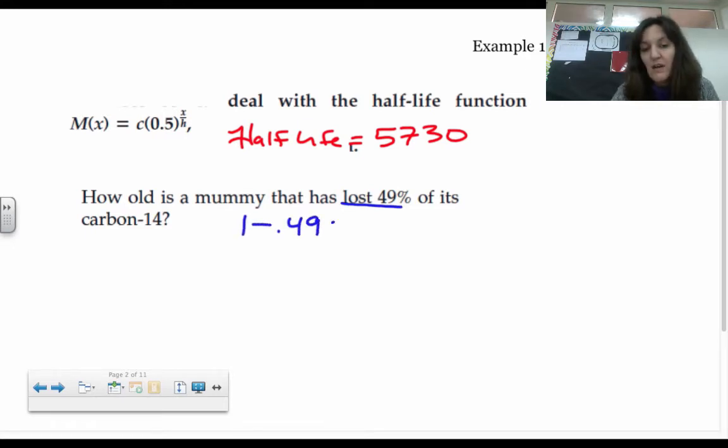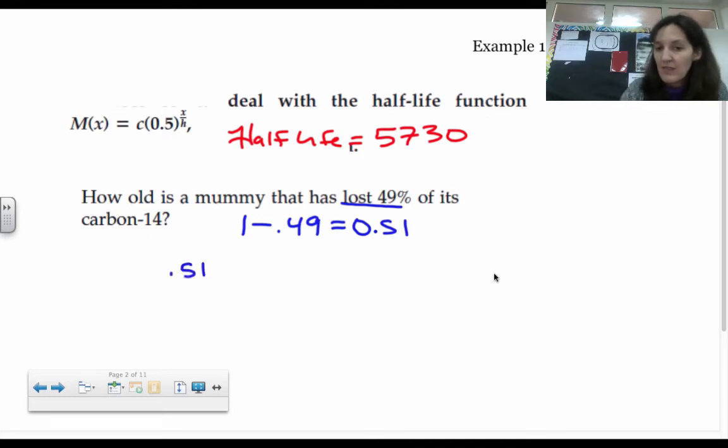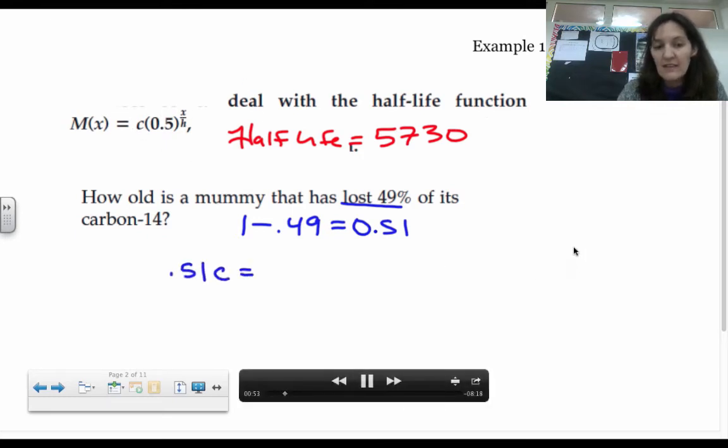But we need to know how much we have left of it. So we're going to go 1 minus 49% equals 51%. So we're going to set this as we're now 51% of whatever we started with. We don't know what that is, but it's C. Okay, it's going to equal C times 0.5 to the x over 5730.